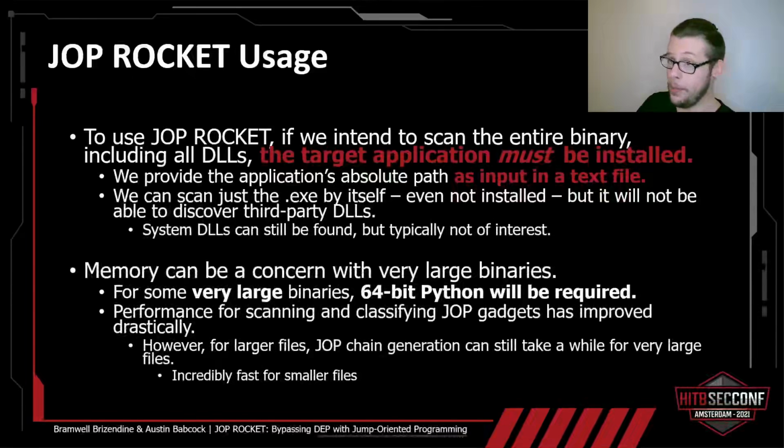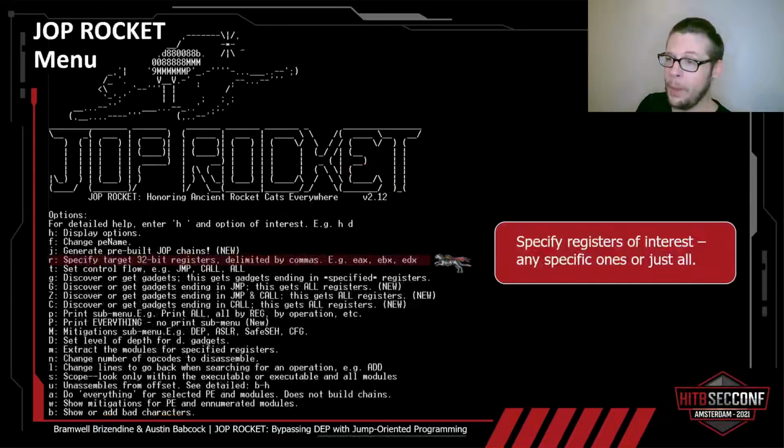Now, JOP rocket is a Python program, very modular. But one thing I want to emphasize here is if you're going to go after a target application, have it installed and provide the absolute path as an input in a text file. That way you're able to enumerate all of the DLLs and find gadgets for those. Otherwise, if you do it just on the command line with the executable, you won't find all of those DLLs. And if you're doing a very large program like 100 megabytes, then you'll probably want to use 64-bit Python to avoid memory issues. So let's see how it works with the menu system.